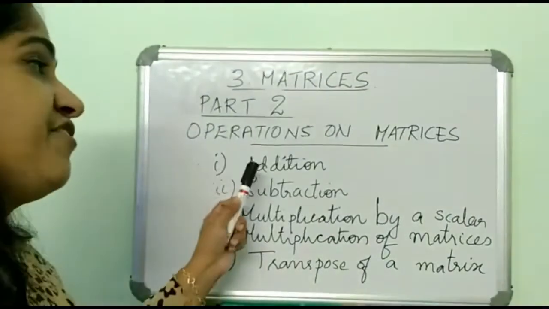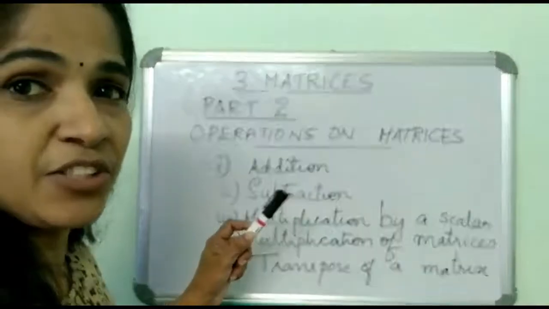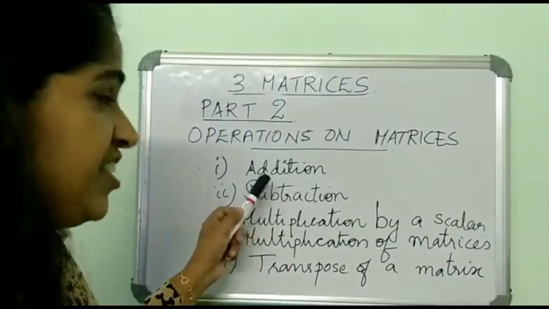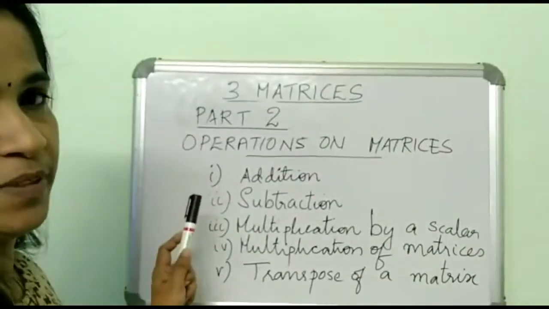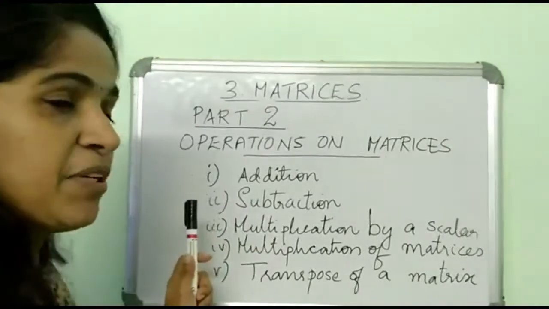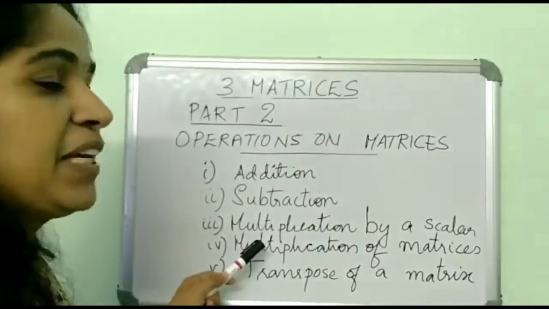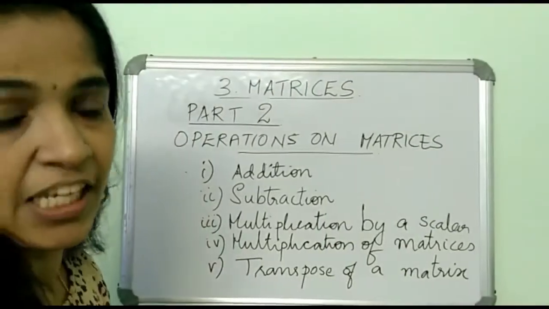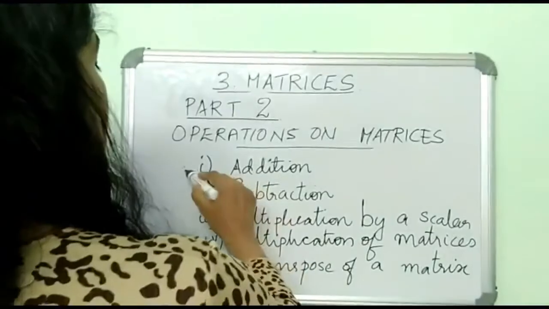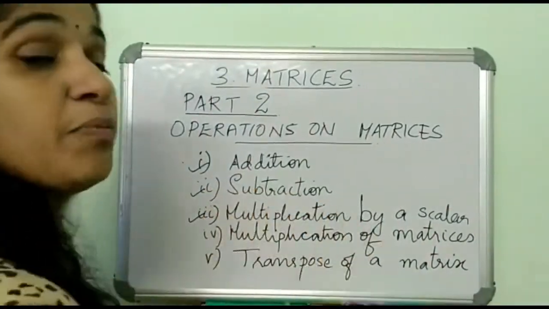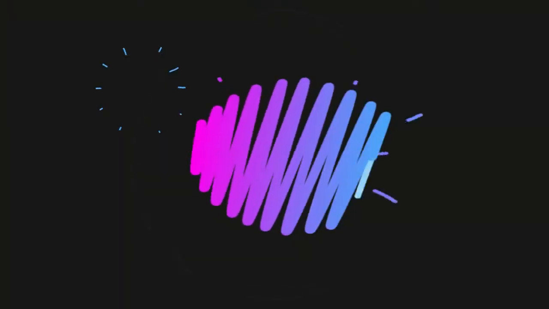Today we are going to deal with the different operations on matrices. The different operations on matrices which we are to learn are addition, subtraction of matrices, multiplication of a matrix by a scalar, multiplication of two matrices, and transpose of a matrix. Today we will be dealing with the first three operations on matrices. Let's start the addition of matrices using an example.